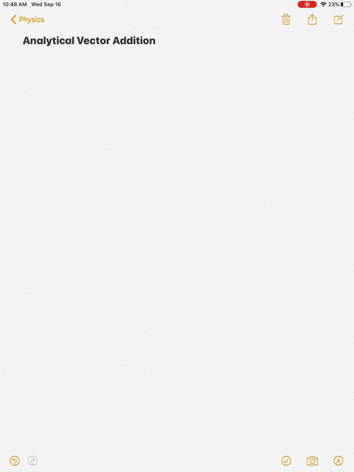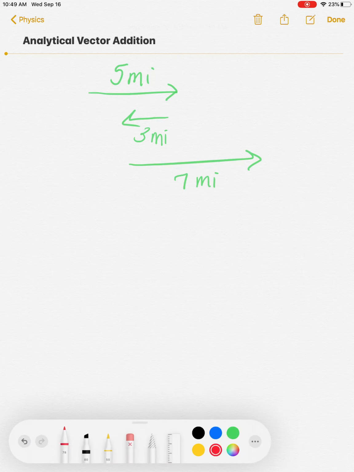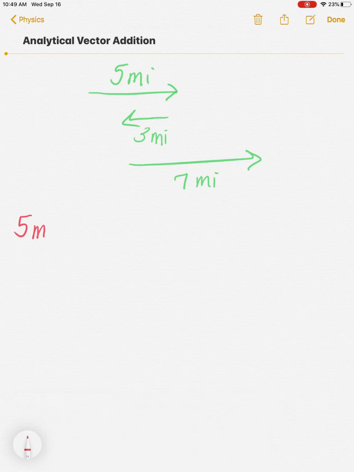Let's say that you are in a car and you drive 5 miles to the east. And then you turn around and you go 3 miles to the west. Whoops, wrong unit there, 3 miles. But then you decide that you want to turn around and you go actually 7 miles back east. We had discussed that you cannot, so I'm going to put this in red because this is wrong. You can't just say 5 miles plus 3 miles plus 7 miles equals 15 miles. That is incorrect because these vectors have opposite directions.